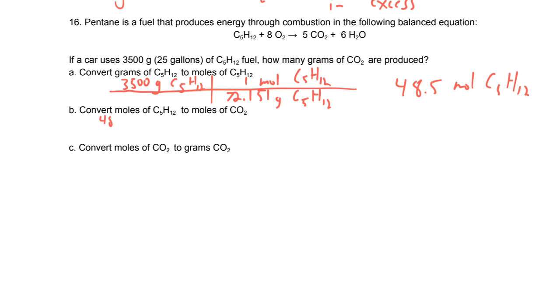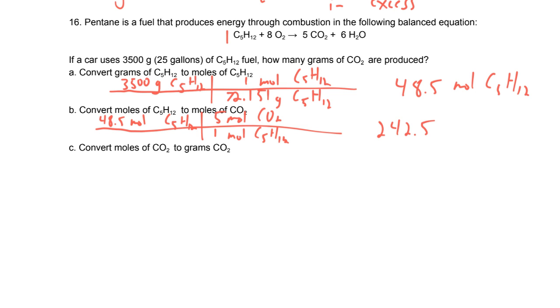So we'll start with the 48.5 moles of C5H12, and now we need to use our molar ratio. So for every 1 mole of C5H12, we produce 5 moles of CO2. I get those two numbers right from the equation. It's a 1 to 5 ratio. So I'm going to take that number and just multiply it by 5, and I get 242.5 moles of CO2.